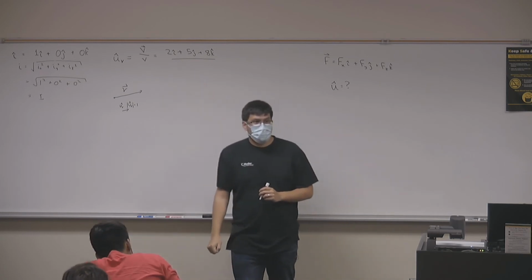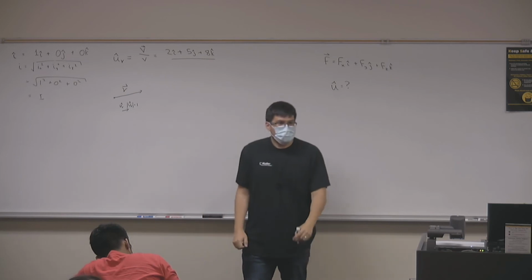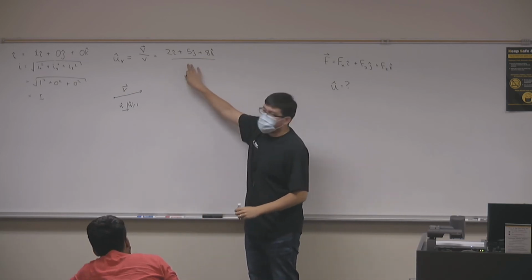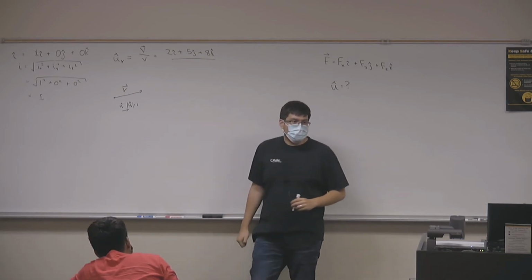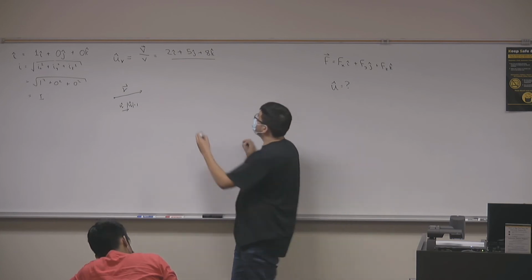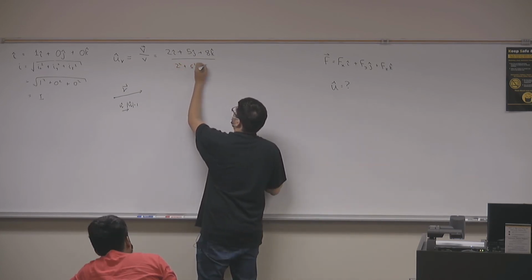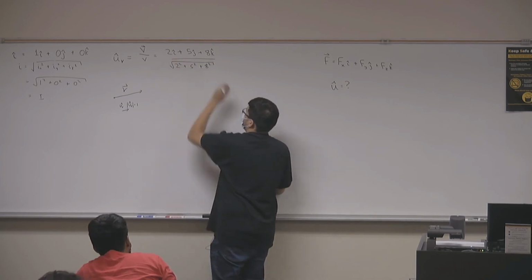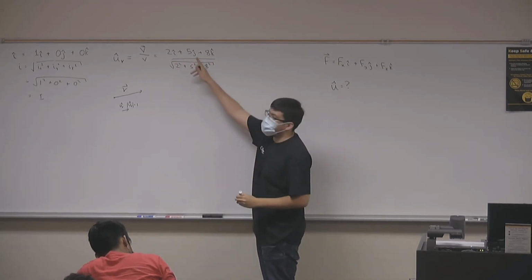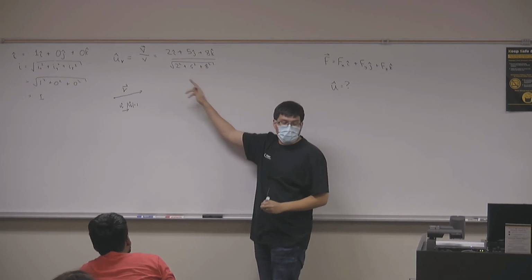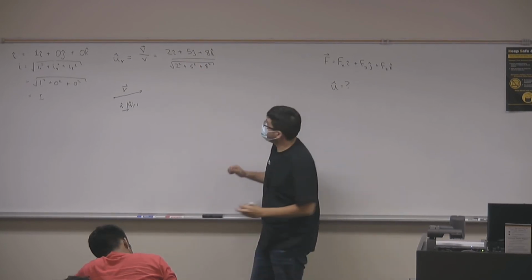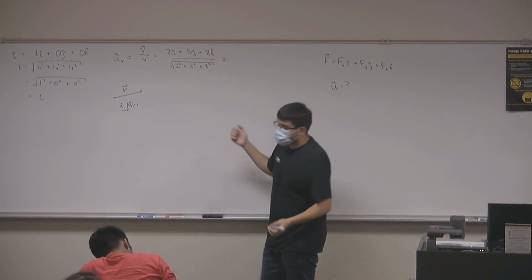You, sir, all the way in the back. How do I calculate the magnitude of this velocity vector v? You square them and add them up. Exactly. You square them, you add them up, and then you take the square root. So essentially, I have my vector on top and my magnitude on the bottom. Is that correct? Okay. So let's go ahead and start solving this.